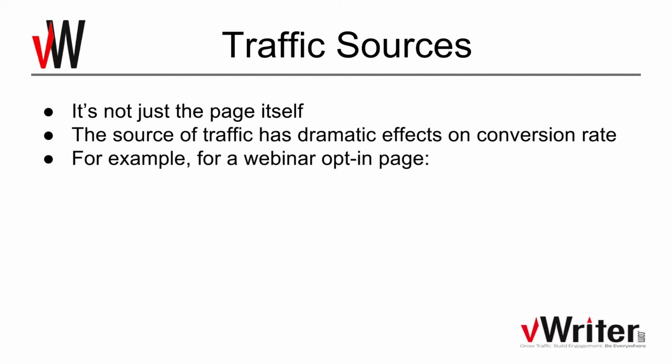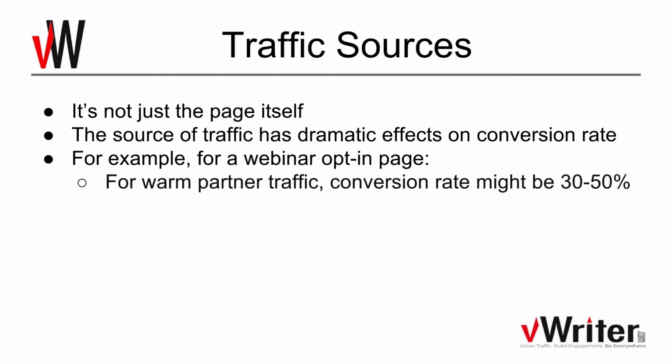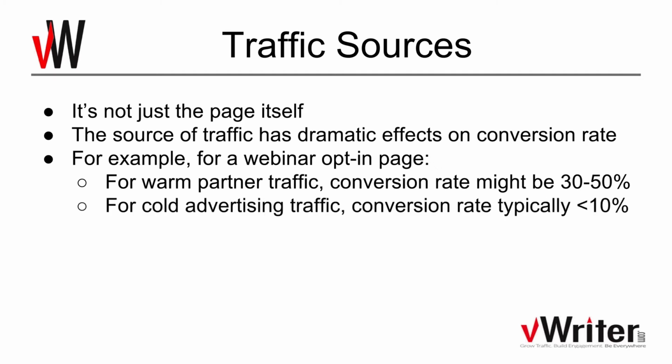if you're running a webinar with a partner, say a joint venture partner, and they're sending traffic to it, it's warm traffic, they're being recommended by someone they have a relationship with. So you're looking at a conversion rate of say 30 to 50% or perhaps higher on that particular page. Whereas if you sent traffic from a cold advertising source where there's no prior relationship, you'll be looking at a far lower conversion rate on that. So typically less than 10%, often quite a bit lower than that.